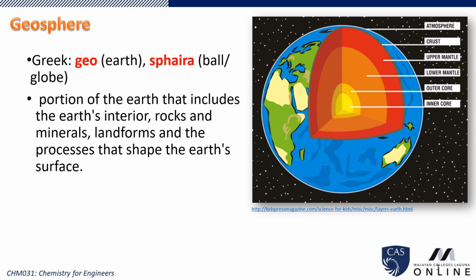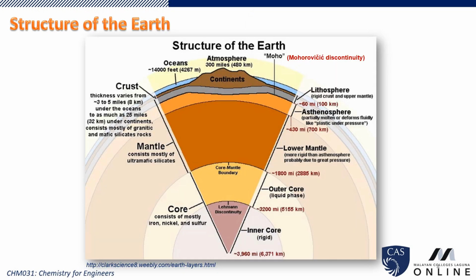The geosphere refers to the solid part of the earth, including rocks, minerals, and landforms. The soil is derived from this system. These slideshows show the internal structure of the earth, and the outer layers, especially the crust, are the primary sources of soil materials.